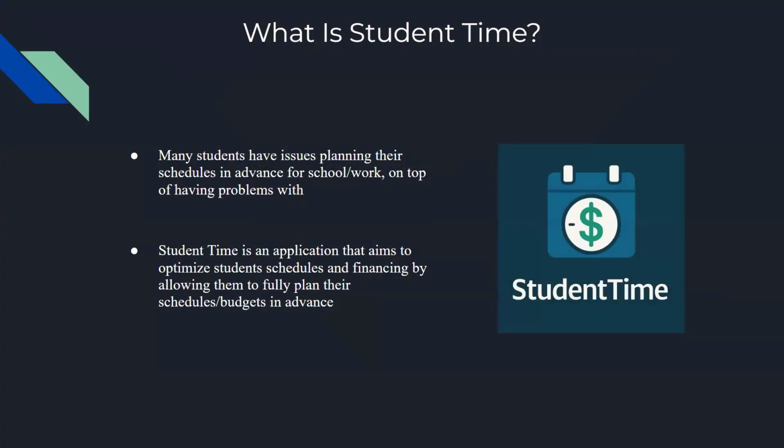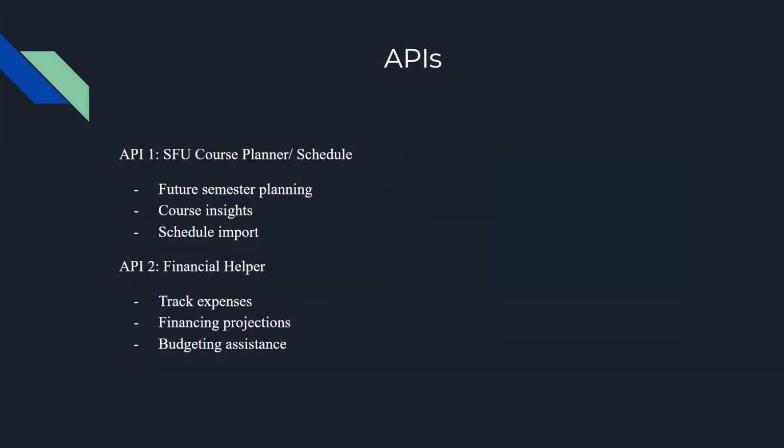Student Time is an all-in-one scheduling and budgeting app tailored for university students. As students ourselves, we know how overwhelming it can be to juggle classes, jobs, and finances, especially when using multiple disconnected tools at once. Our app aims to solve this by combining course scheduling, personal planning, and financial budgeting into one seamless experience. Whether you're planning your semester or tracking your expenses, Student Time helps students like us stay organized and avoid burnout.